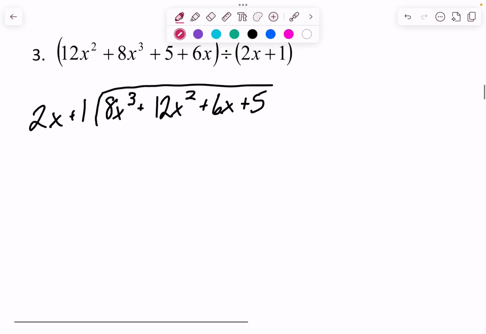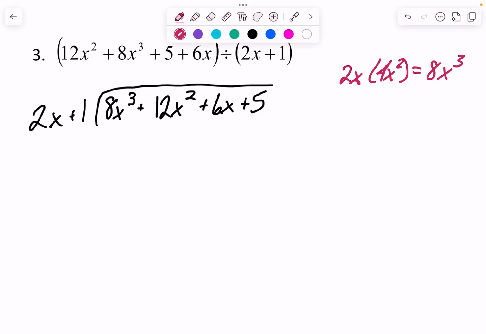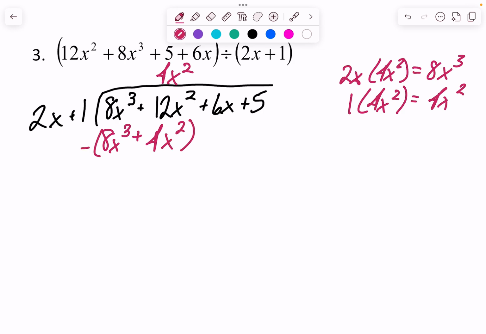So now we're saying 2x times what is going to give me my first term, the 8x cubed. So I need to multiply by 4x squared. So I'm going to write that on top, and I'm going to multiply by 1 by that also. First term cancels out. 12x squared minus 4x squared, we get 8x squared. Bring down our next term.